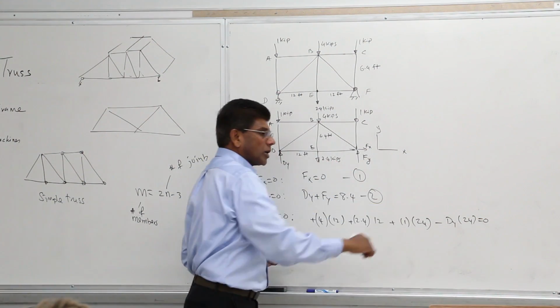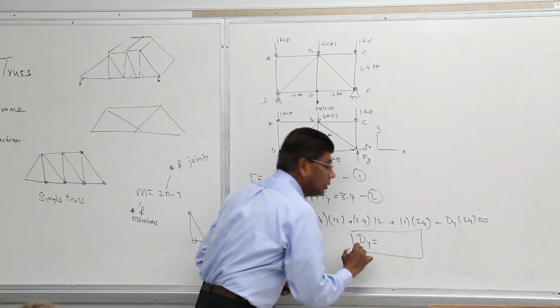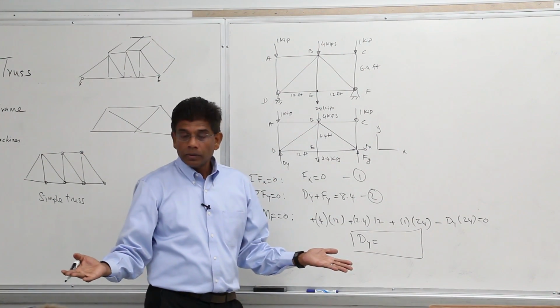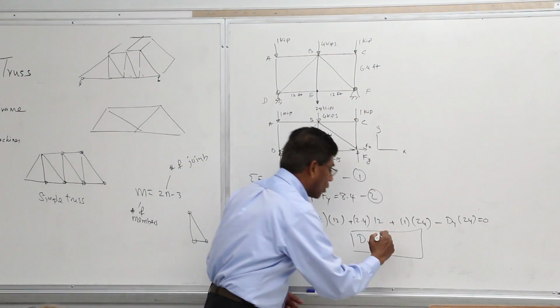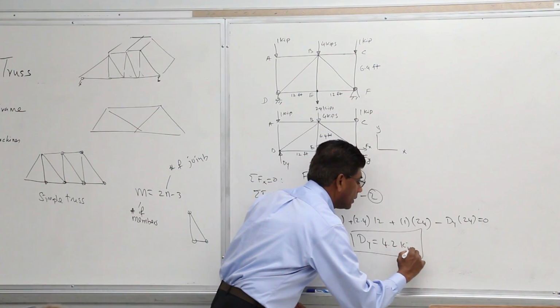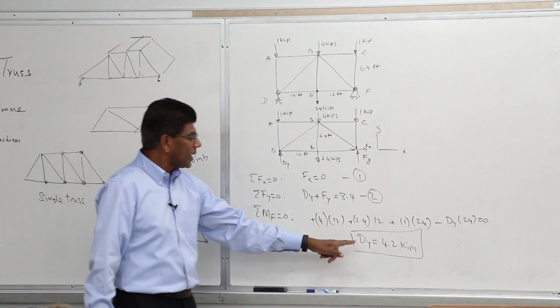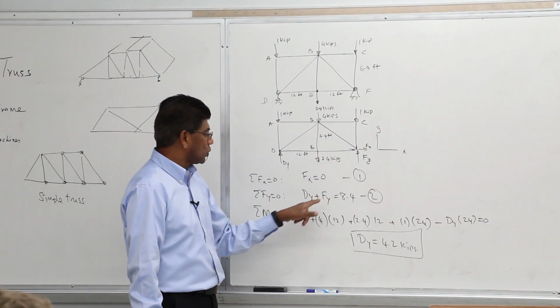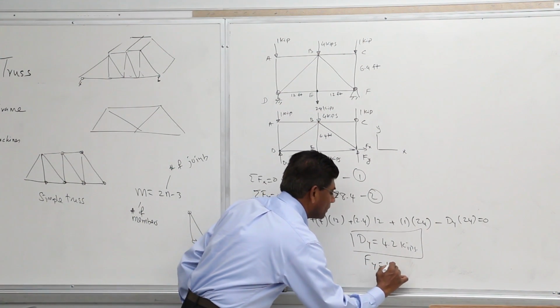And this equation has only one unknown, so D sub y equals, can you say that louder? I can't hear it. 4.2 kips. And the direction assumed is correct. So if D sub y is 4.2 kips, then F sub y should also be 4.2.